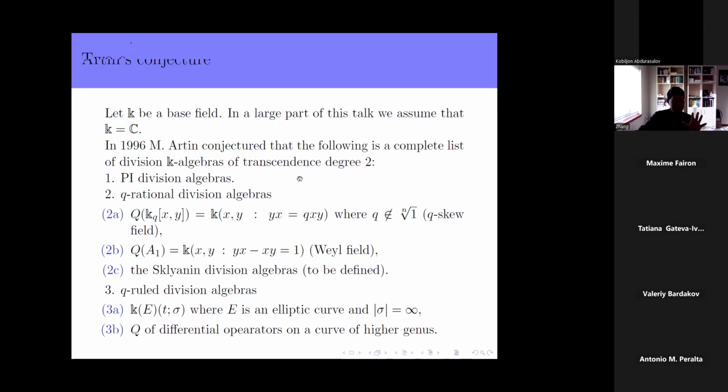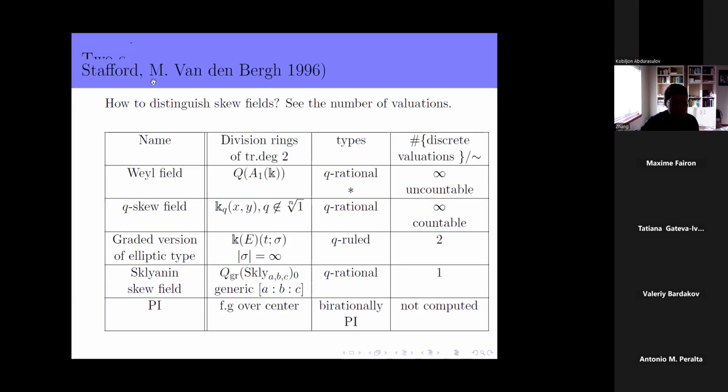Because if this is a complete list, then if we go back to the previous questions, we can show that these division algebras must be of that form. Okay. So the open questions I mentioned at the beginning are a subset or a sub-question of this Artin's conjecture. Any questions? Okay, so let's move on.